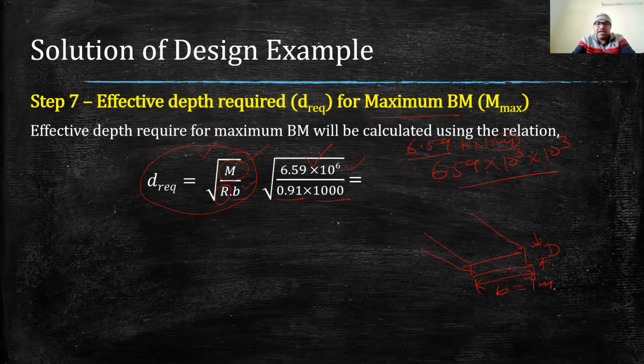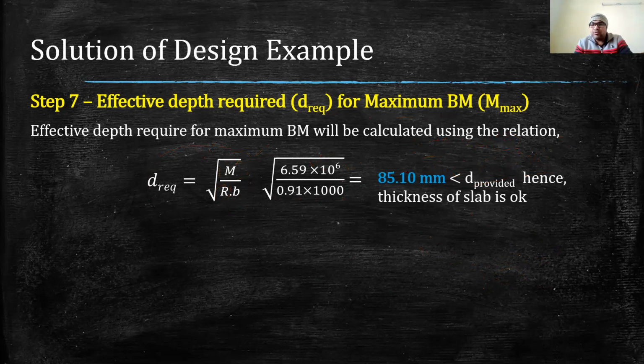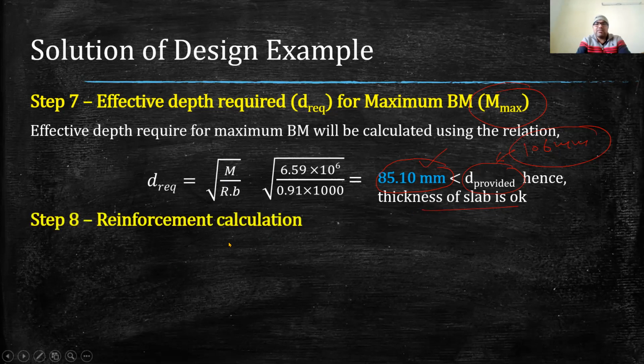Now solving this, we get the value of D required as 85.10, and here you can see this 85.10 is the depth which is required to resist the maximum bending moment, and it is less than the value of D provided. In the second step, we have provided D as 106 mm. So you can see this value is higher than the required value, which means we are on the safer side, and that means the thickness of slab we have estimated in the second step is fine. So now moving to the next step.